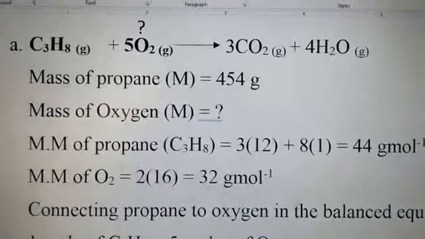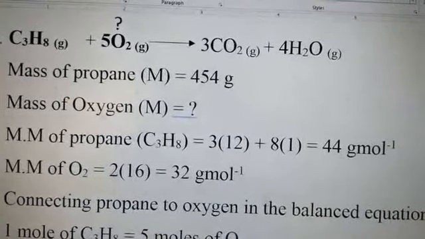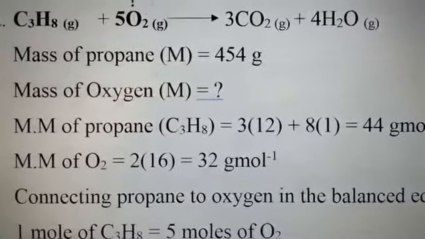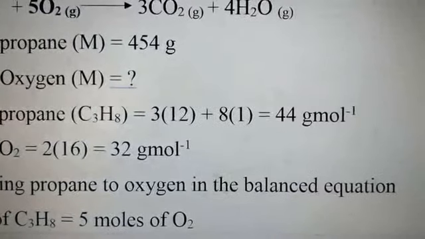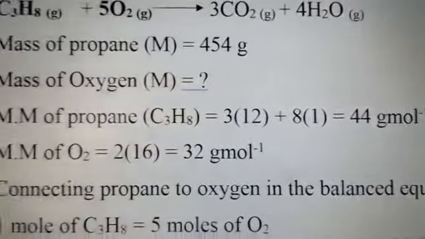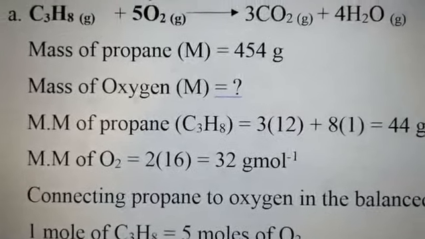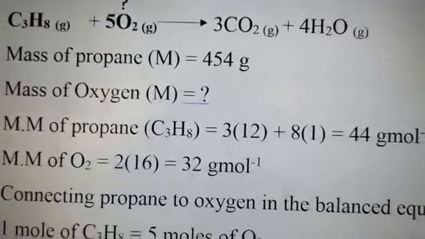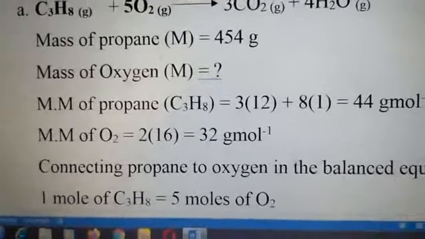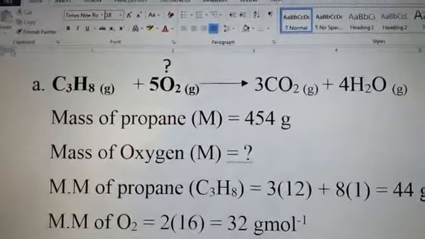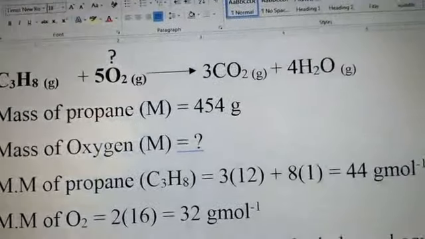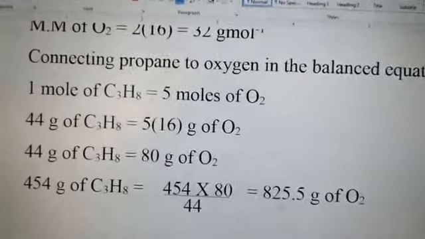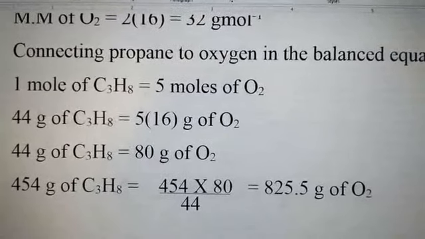We'll find the molar mass of propane, which is carbon 12 multiplied by 3 atoms, hydrogen 1 multiplied by 8 atoms. We're going to have 44 grams per mole. That's the molar mass of propane. For oxygen, we have 16 times 2 because the atomic mass of oxygen is 16 and it is a molecule. That is 32 grams per mole. Then we go to the balanced equation and connect them together: 1 mole of propane to 5 moles of oxygen.